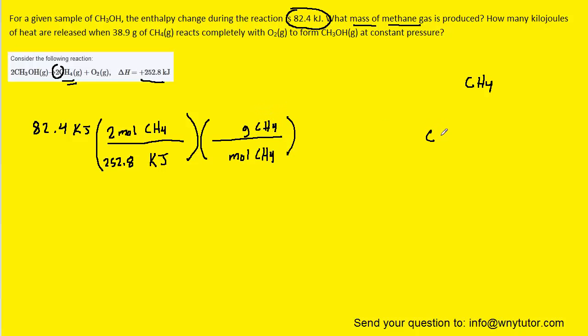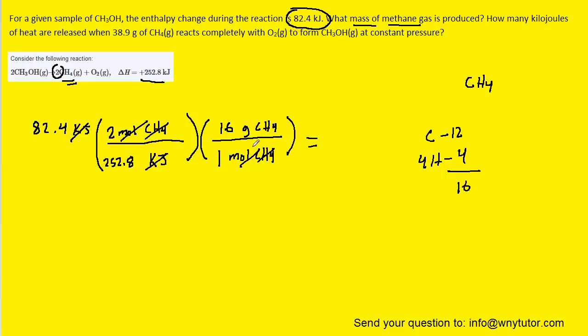Now, carbon has a molecular mass of 12. Hydrogen has a molecular mass of just 1, and there are 4 hydrogens. So that's going to give us 4. The total molecular mass, therefore, will be 16 grams. So we can confidently write 16 grams of CH4 is present in 1 mole of CH4. Now, after canceling the kilojoules as well as the moles of CH4, we are indeed left with grams of CH4, which is exactly what the question was asking for.